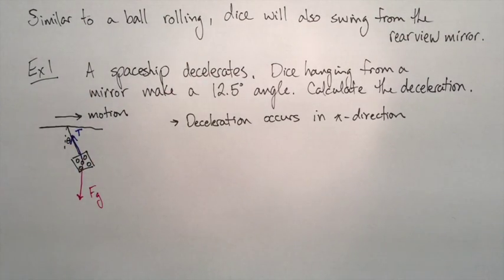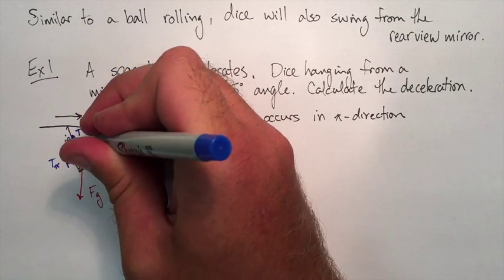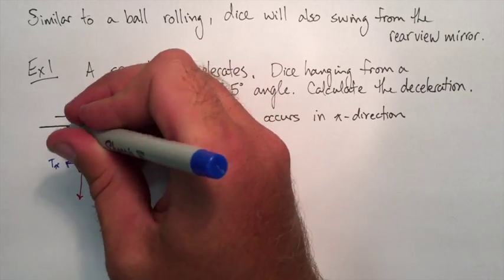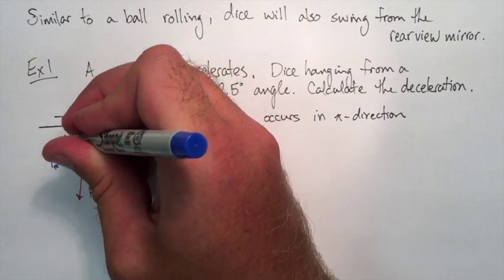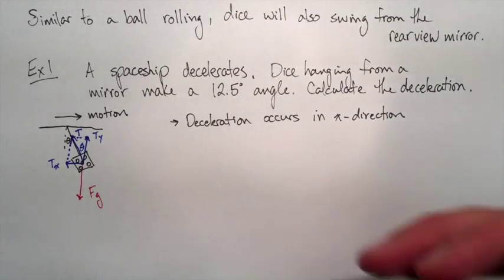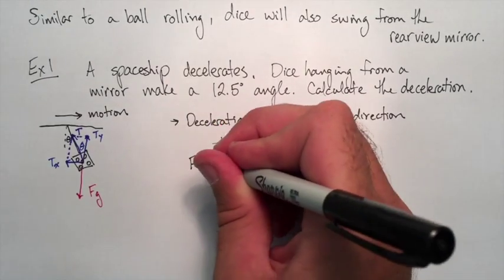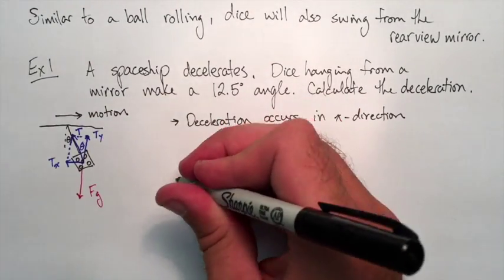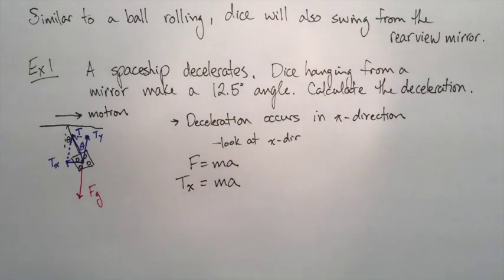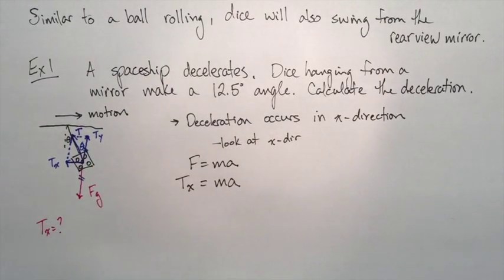Now we know that the deceleration is along the x-axis. We can't break Fg down into any component along that x-axis, so we're going to have to break down tension: tension in the x and tension in the y. We notice though that tension in the y is going to be equal to Fg. Now looking at the x direction, F equals ma. In the x direction the only force is Tx. But what is Tx? We have to figure out how it's related to anything else.